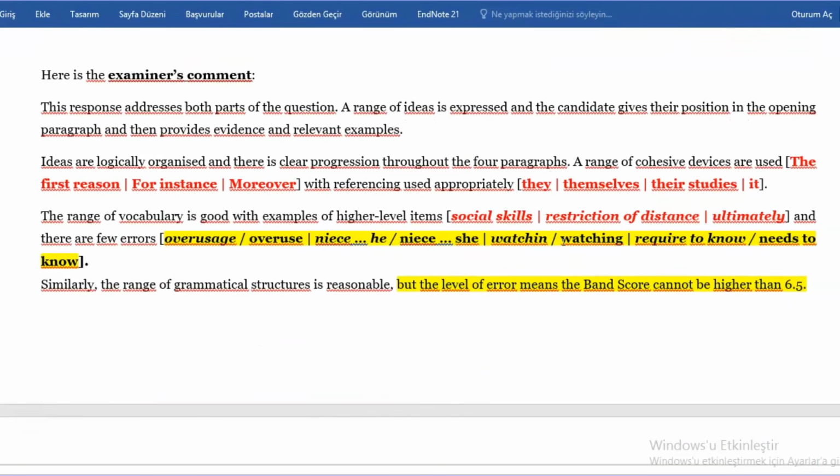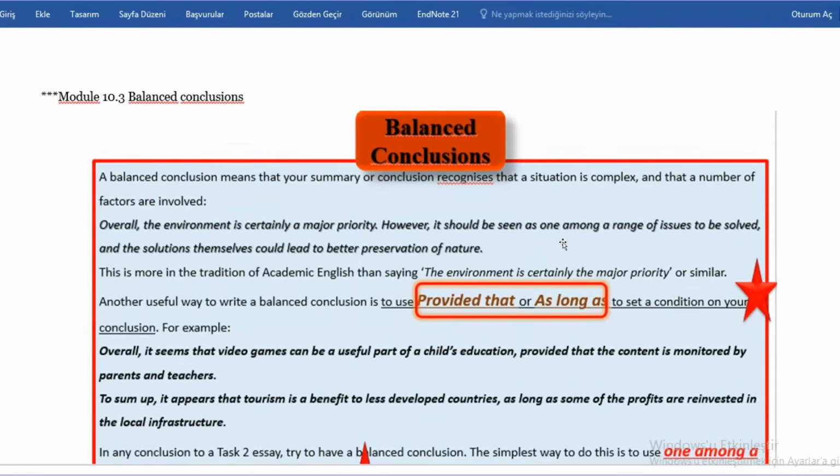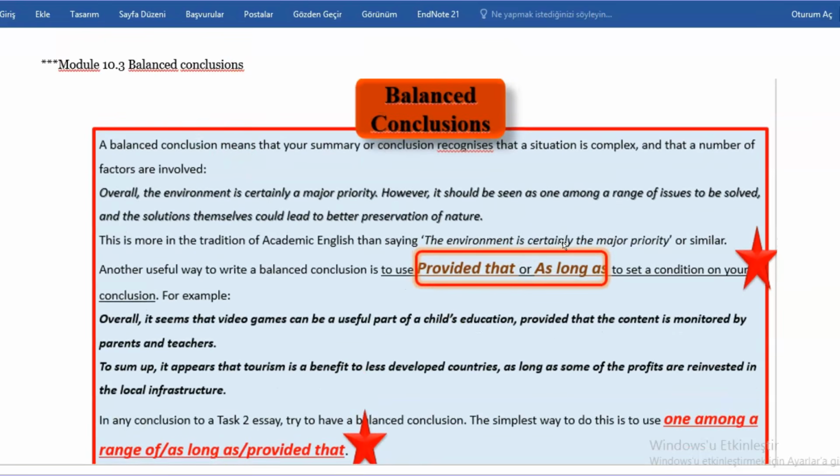Okay, I tried to explain them. Please pay attention that if you want to provide a balanced conclusion, you can use provided that or as long as to set a condition in your last paragraph. For example, overall, it seems that video games can be a useful part of a child's education. Why? How? Provided that the content is monitored by parents or teachers.